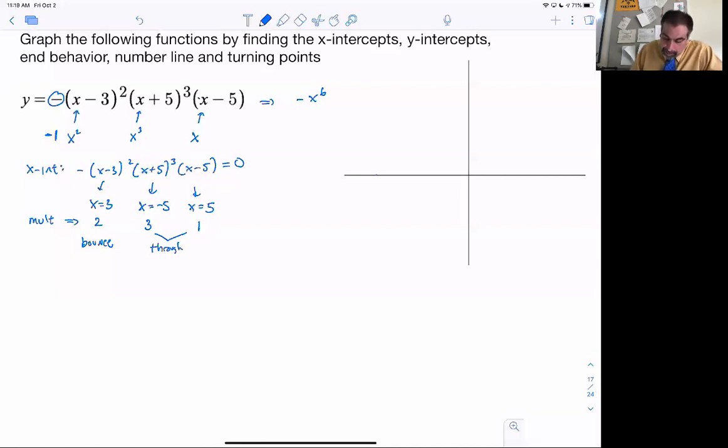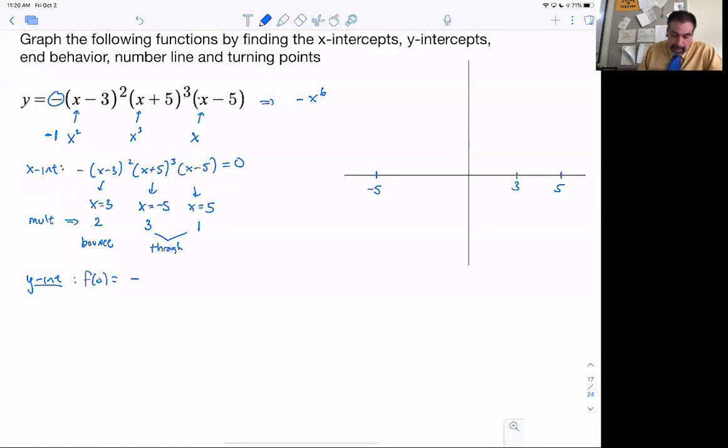So what I want to do now is put these x-intercepts on our graph so we don't forget about them. We've got -5, we've got 5, we've got 3, and we're going to use these when we go to put all the pieces together to make this graph. Next up, we want to look at the y-intercept. The y-intercept, in a lot of ways, is the easiest thing to do. It means we're just going to plug in 0 for all the x's.